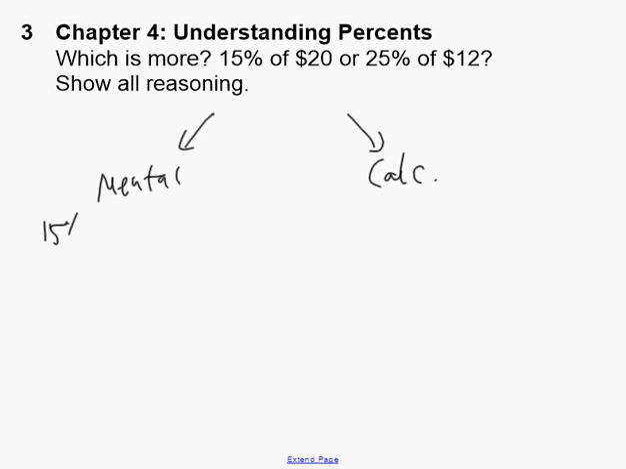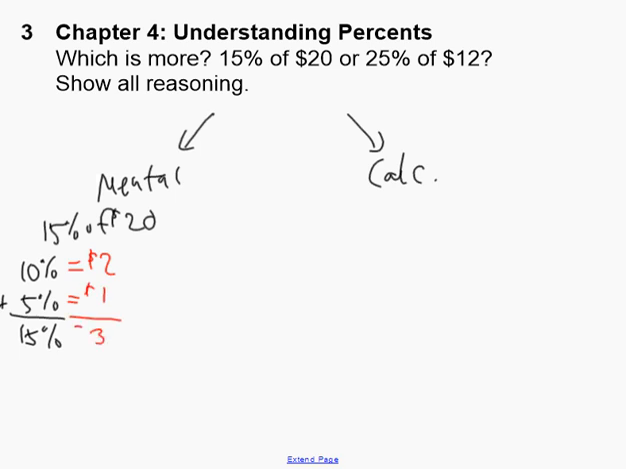So 15% of $20. Now, we know that 15% can be made by doing 10% plus 5%. That will equal 15%. So what is 10% of $20? You move the decimal one place. So 10% would be equal to $2 because you move the decimal place one place over. 5% is calculated by having half of 10%. So if 10% is $2, half of that would be $1. And therefore, 15% is $3.